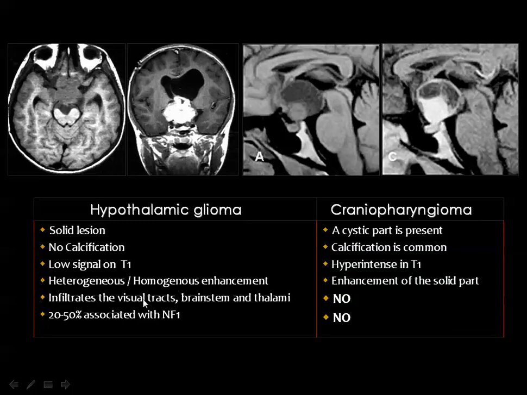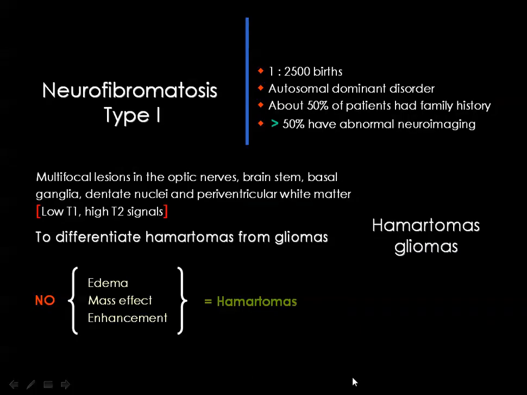The glioma infiltrates the visual pathways and is associated with neurofibromatosis type 1 in about 20 to 50% of cases. The craniopharyngioma has no relation to the visual pathways and has no relation to neurofibromatosis type 1. Then neurofibromatosis type 1 is an autosomal dominant disorder, and about 50% of the patients had a positive family history for this lesion.